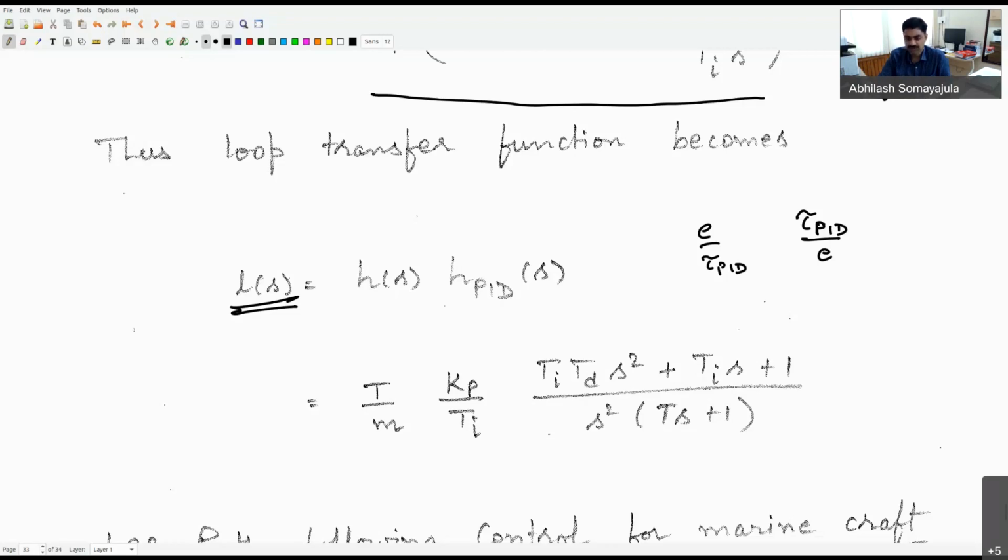Okay. So in that sense, if we wanted to investigate stability, this becomes my so-called loop transfer function for the combined PID system.